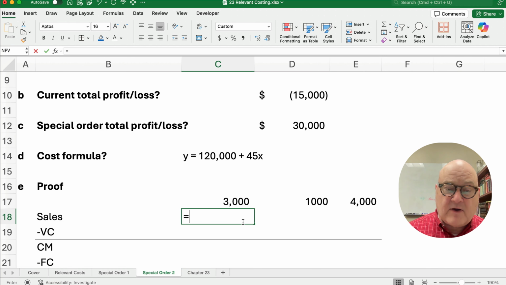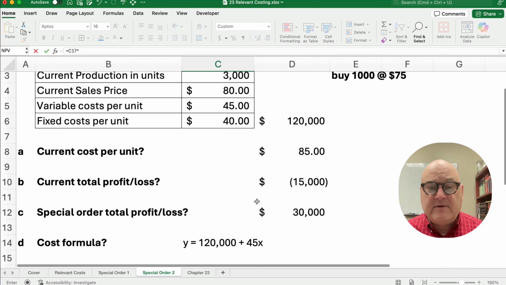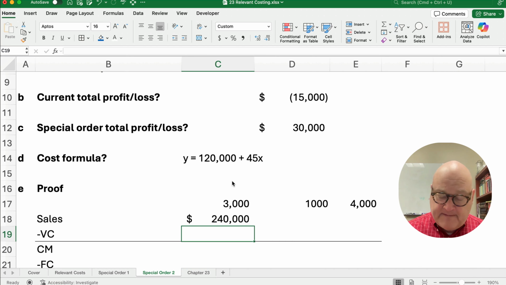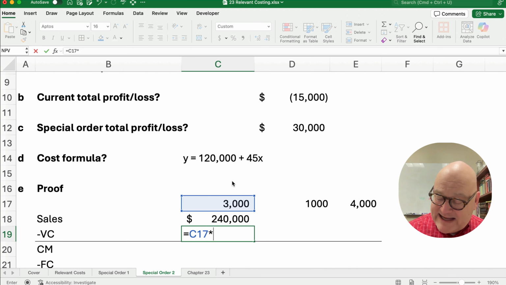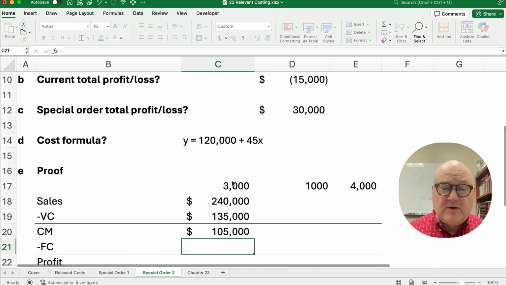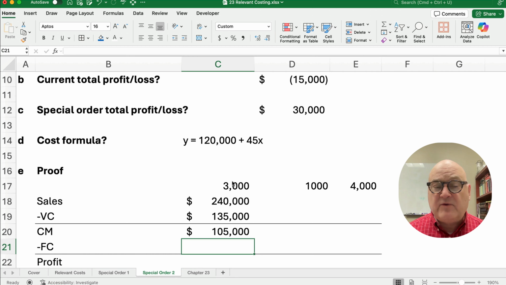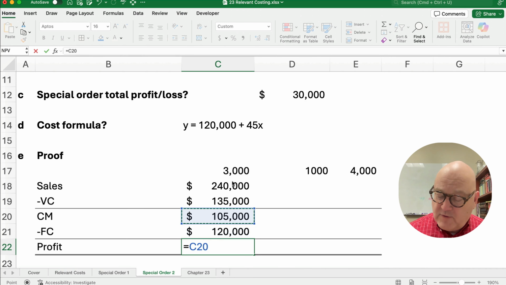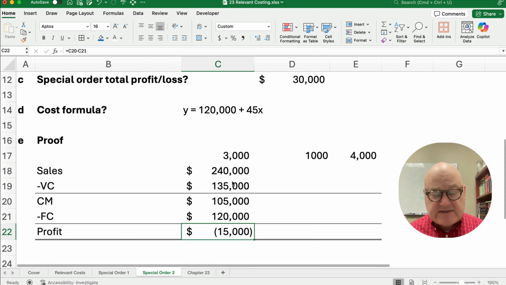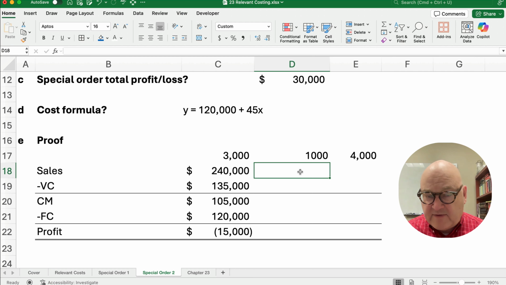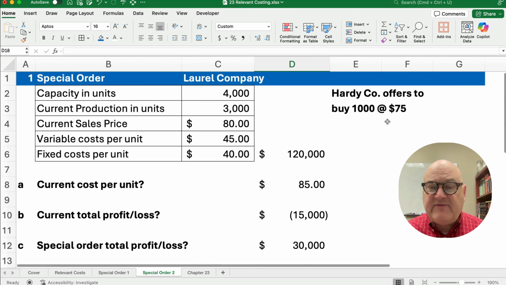If our sales are $3,000 times the current sales price of $80, our variable cost is $3,000 times 45. We're going to be 240 minus 135 equals 105,000. We just calculated fixed cost to be 120,000. So if we subtract this out, we get 105 minus 120. Yes, we're losing money of 15,000. We've proven that here.